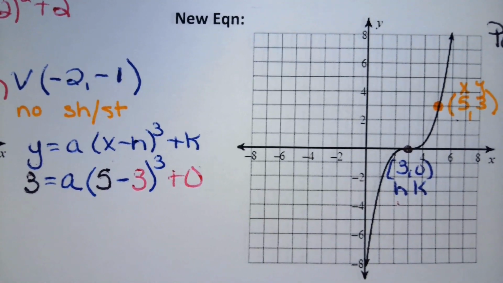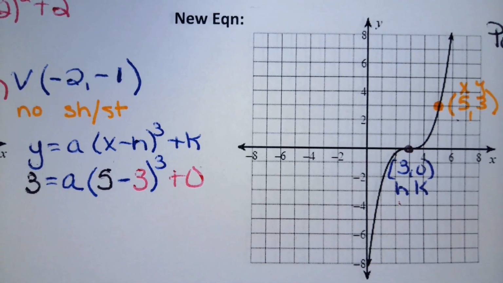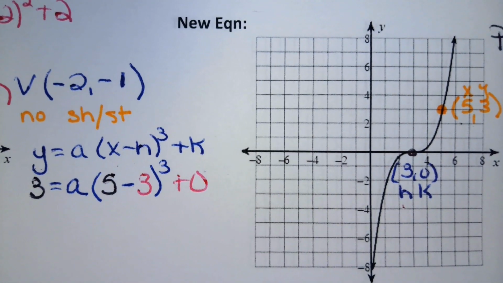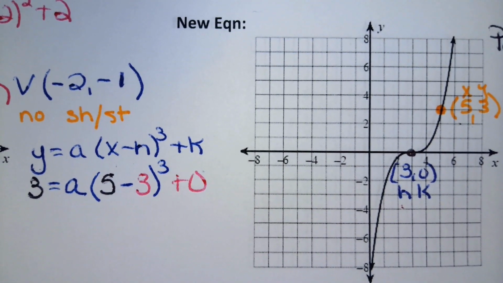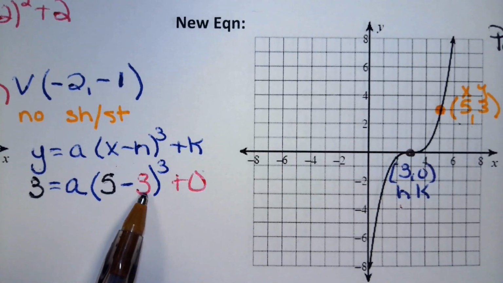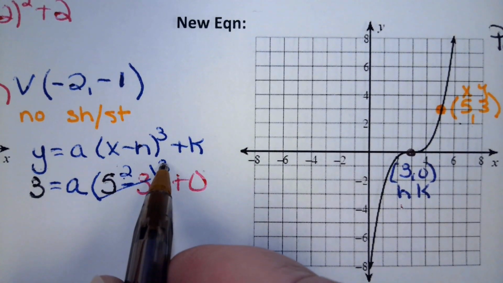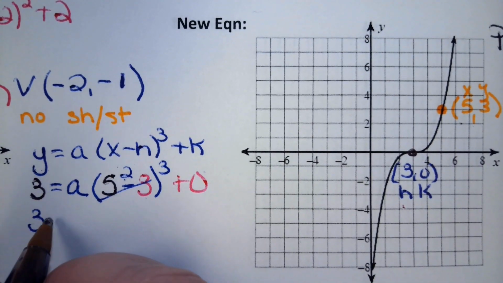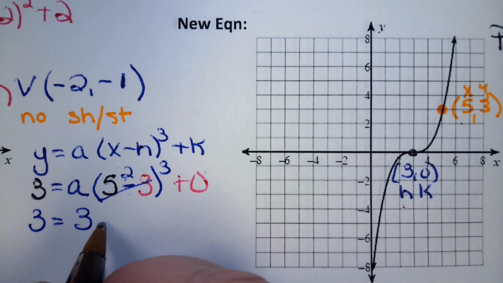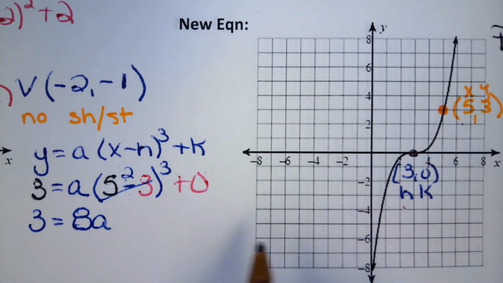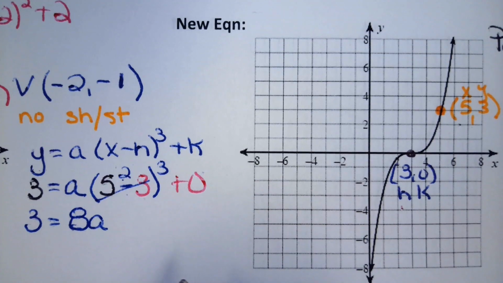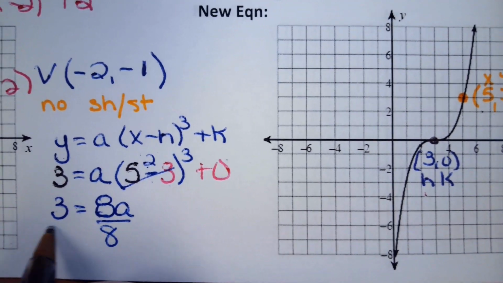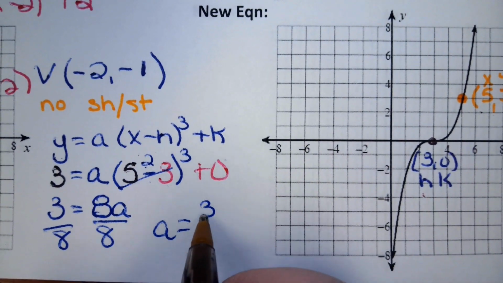All right, so that's the hardest part right there, to remember to substitute in for x and y and h and k. Now we only have one unknown, so we can solve this by just doing order of operations. What's 5 minus 3? 2. So now we got 2 cubed. So what's 2 times 2, and times 2 again? So what we have is 8 times a, plus 0. Do I need to put the plus 0? No. So what's the opposite of multiplying by 8? So here my a value is 3 over 8.